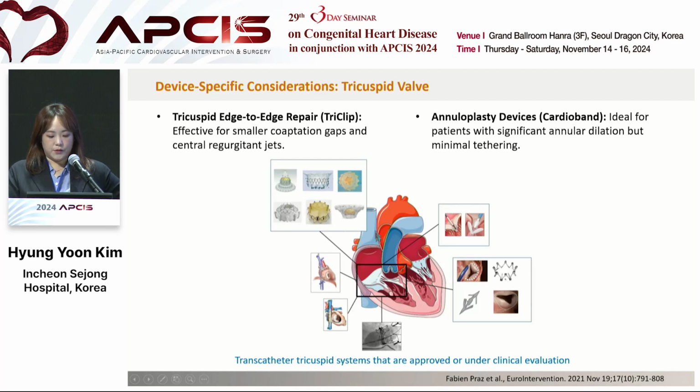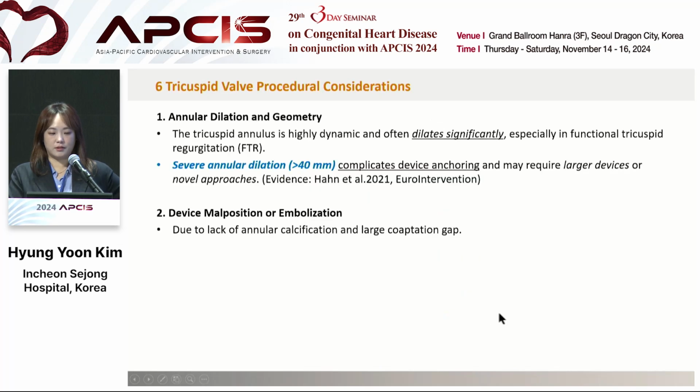This figure shows various transcatheter devices for tricuspid intervention. So like TriClip is effective for smaller coaptation gaps, and for annuloplasty, it's ideal for significant annular dilatation. Like this, we can address the anatomical challenges.